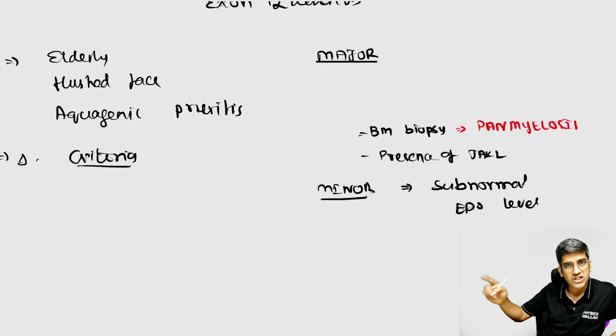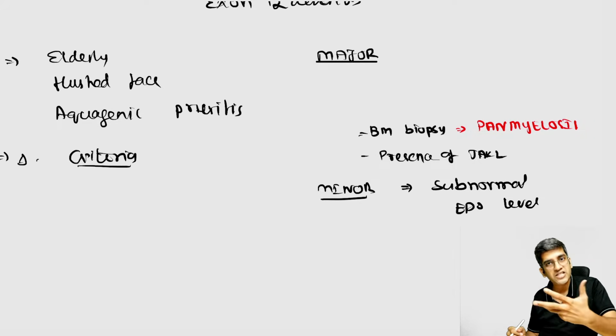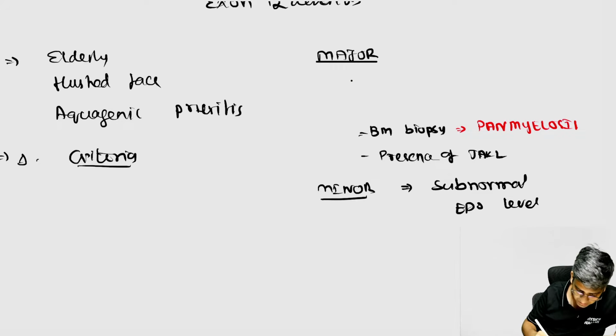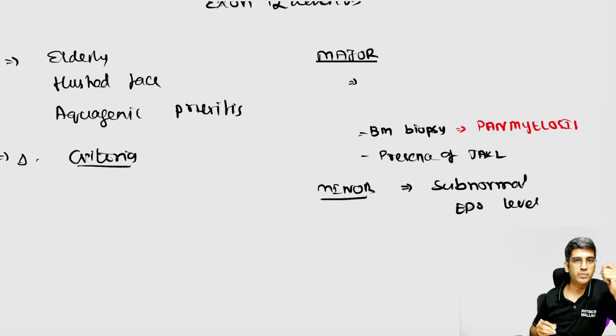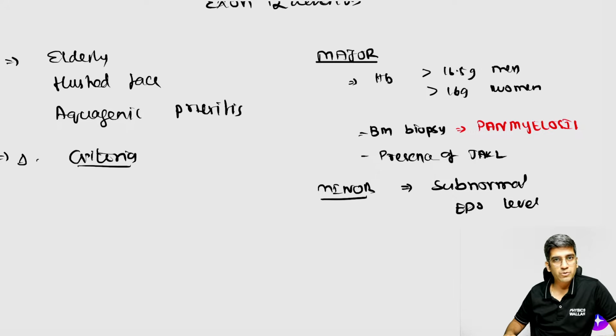Pancytopenia is loss of everything. Myelo is bone marrow. Panmyelosis is RBC, WBC, megakaryocyte, all of them proliferating in polycythemia vera. And the most important is the first major criterion, which is the hemoglobin level. Hemoglobin more than 16.5 gram in men and more than 16 gram in women is considered polycythemic, as per the latest WHO criteria.